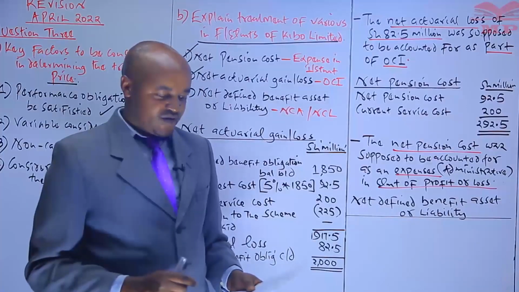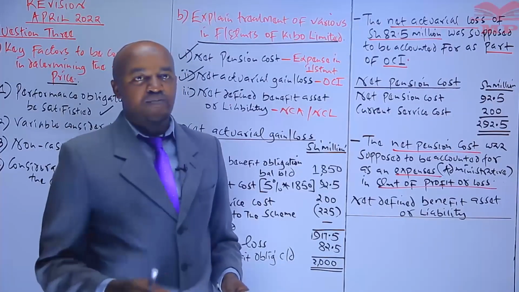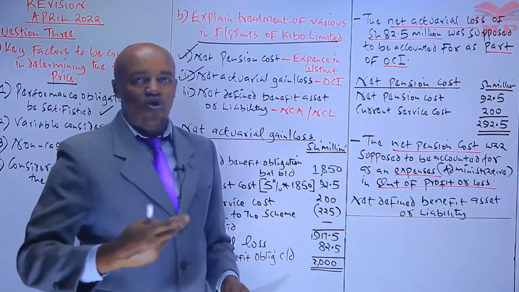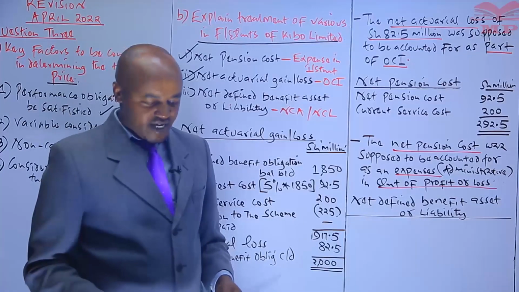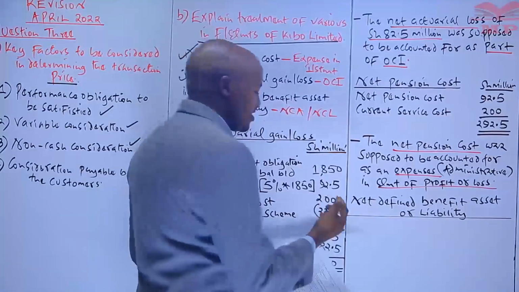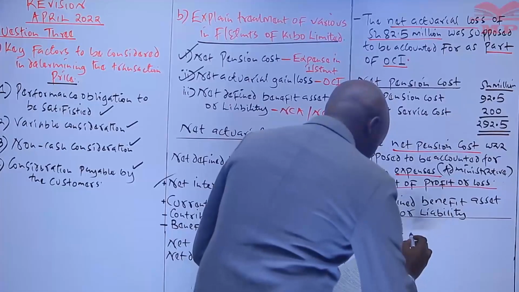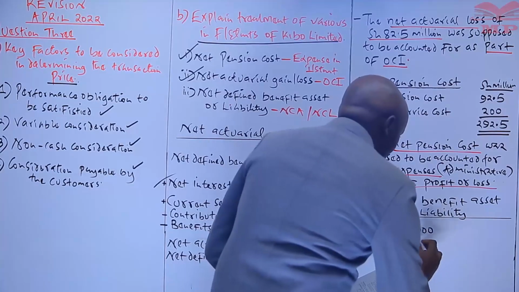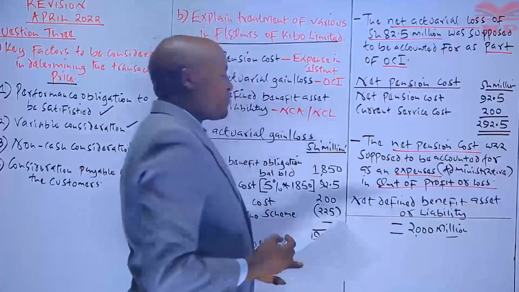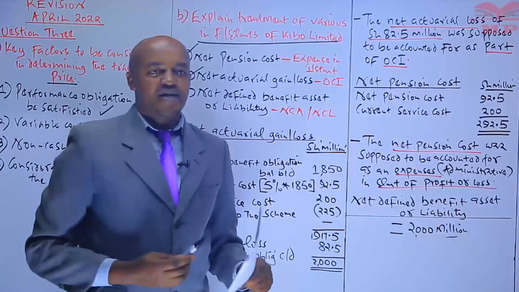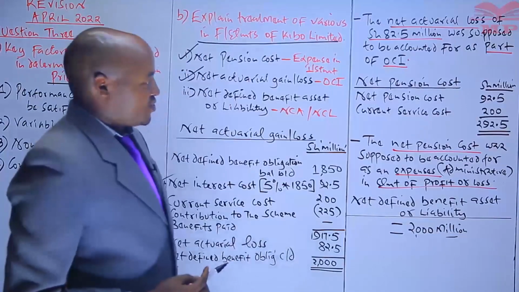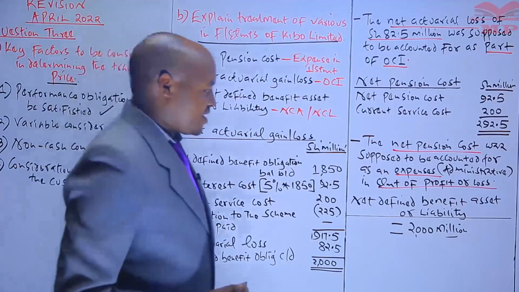Now this net defined benefit obligation at the end of the year is what was supposed to be taken to the statement of financial position of this company, and because it's a net obligation, that amount was supposed to be accounted for as a non-current liability. And how much is that? The amount there is 2,000 million. This 2,000 million was supposed to be accounted for by the company as a component of non-current liabilities. So I think we can equally give that explanation here.